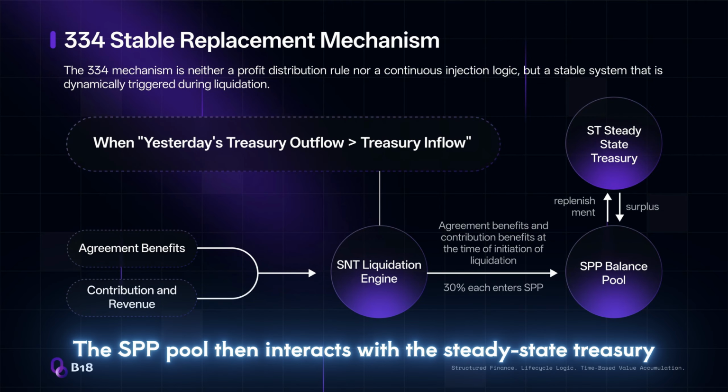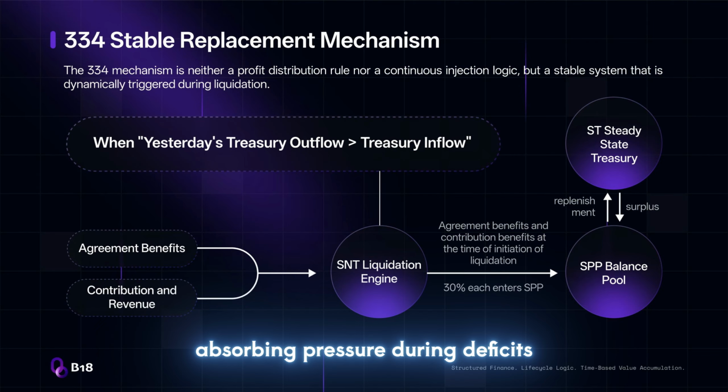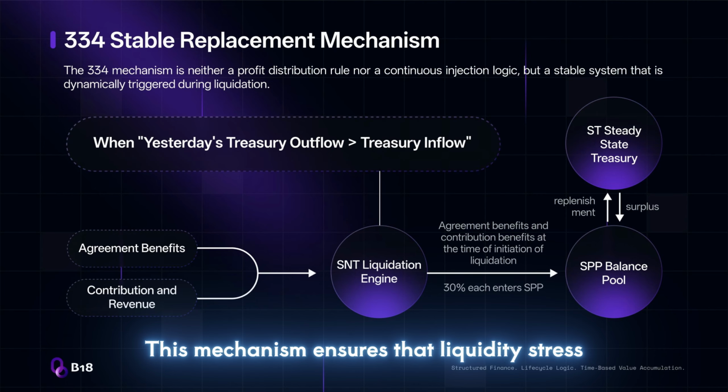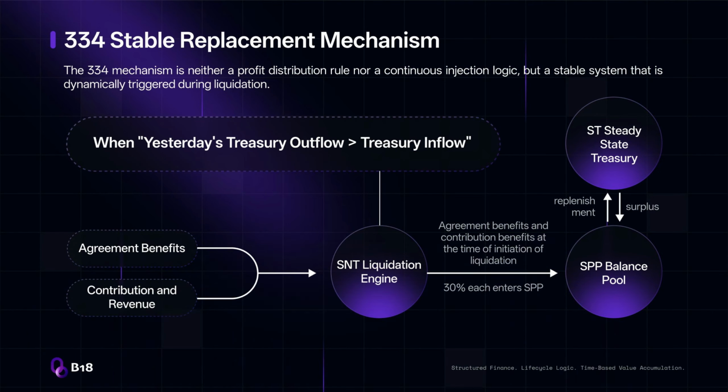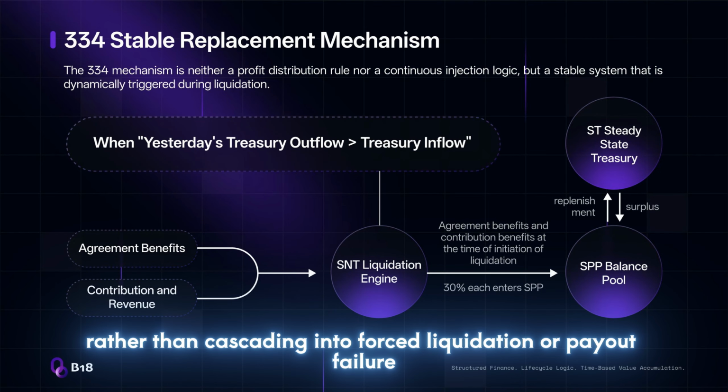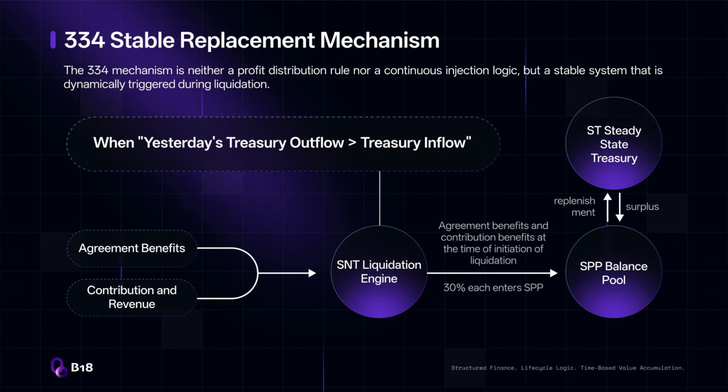The SPP pool then interacts with the steady-state Treasury, absorbing pressure during deficits and returning surplus during recovery. This mechanism ensures that liquidity stress is recycled into system stability rather than cascading into forced liquidation or payout failure.